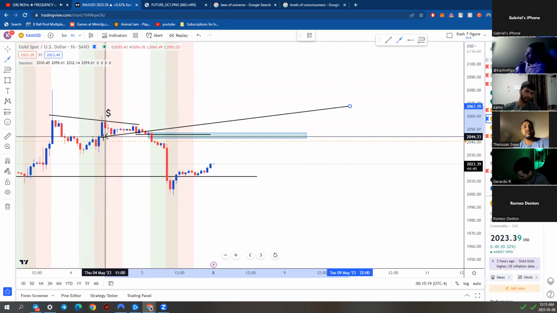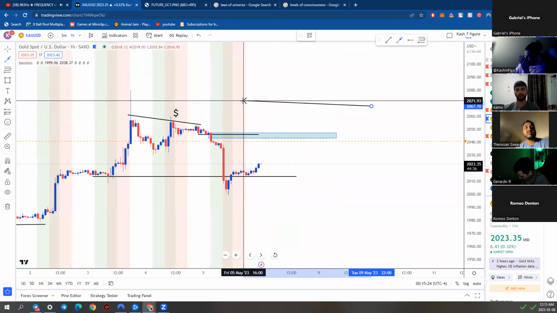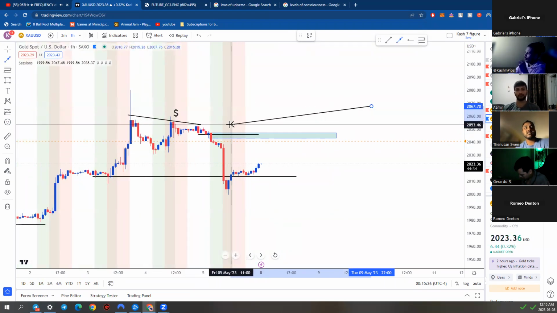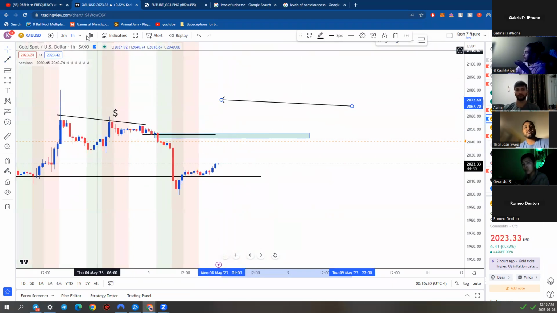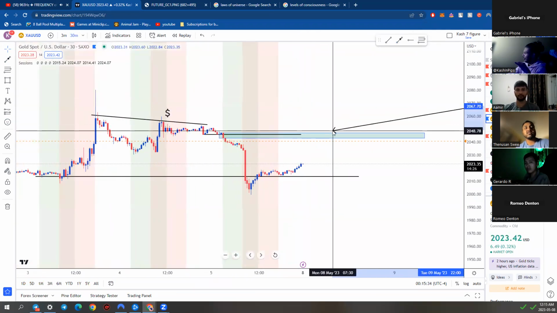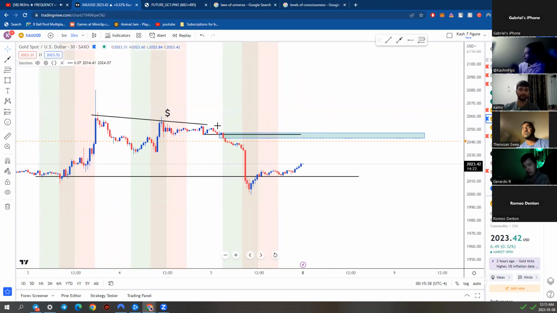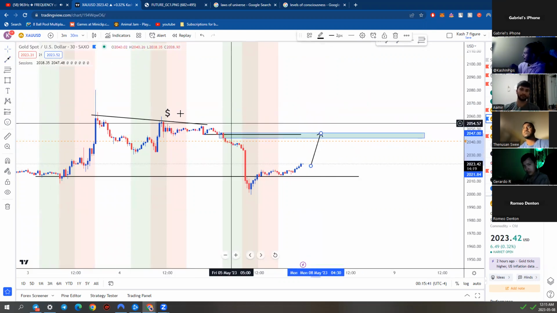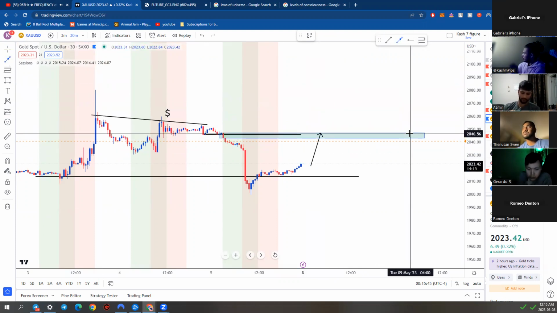I wouldn't want to see a close above this structure, but if we saw a wick and then it closed below, to me, I've seen it a million times. Gold doesn't want anybody to be in the top. So if this is really going to be the top, this is what I would expect. Even with that, really the area that I'm looking to see how price reacts will be this 2042 to about 2047 area.